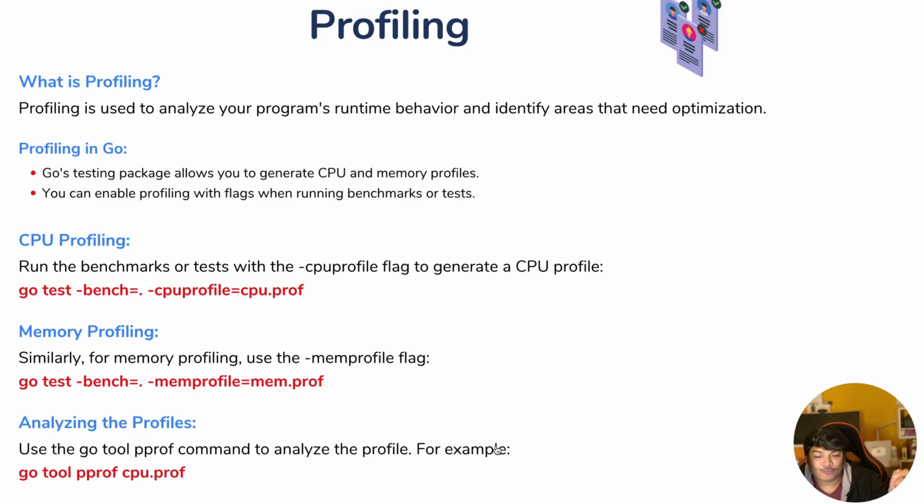Now this cpu.prof and this mem.prof are the actual profile data. Now how can I analyze this profile data? Using go tool pprof, this particular command pprof, then the actual profile data. If you give that, you can analyze the profile data. Now let me show you in the code, then it will become more clear.